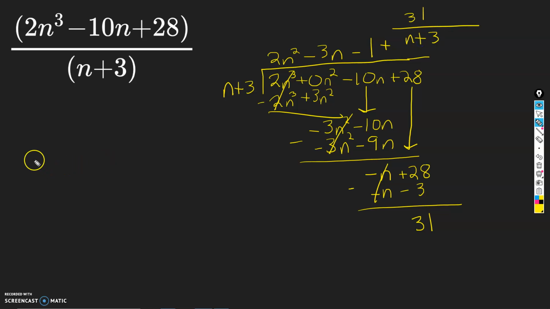So our answer here, 2n cubed minus 10n plus 28 divided by n plus 3 is going to give us 2n squared minus 3n minus 1 plus, because our remainder was a positive 31, 31 over n plus 3.